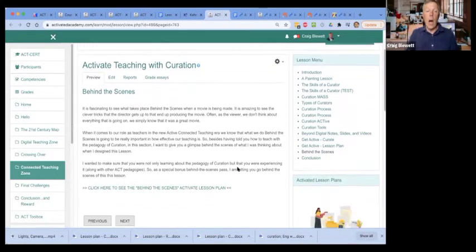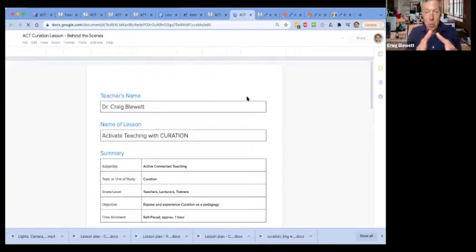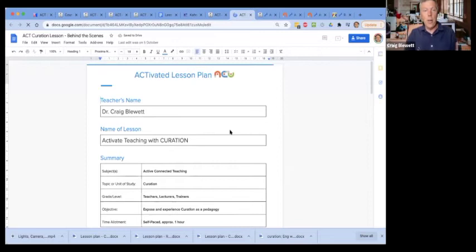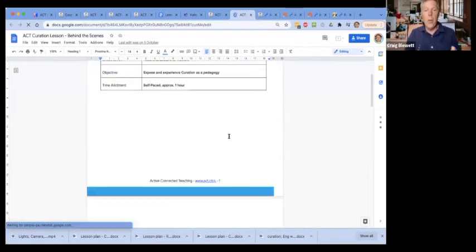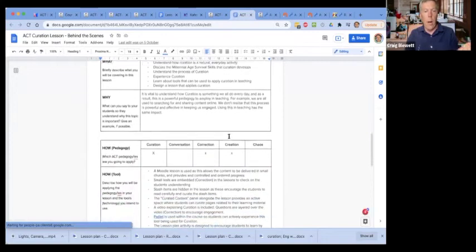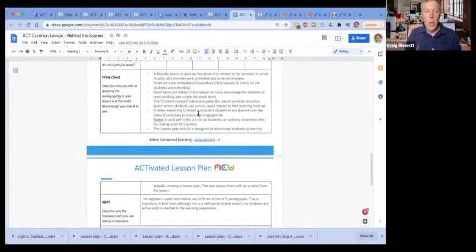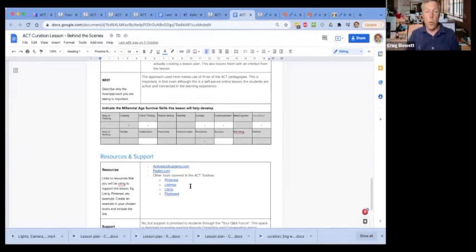Behind the scenes is basically showing the lesson plan that I used to design this particular lesson on curation. And so here is my lesson plan on what I did, an explanation of the what, the why, the how, links to tools that were used, and even additional resources as well. So you're actually getting multiple views as to how you can use a particular pedagogy. You're getting your own experience through it, actually trying it. You're getting views of other educators who have built a lesson plan. You're getting my behind the scenes view of how I designed it and why it was designed like that.